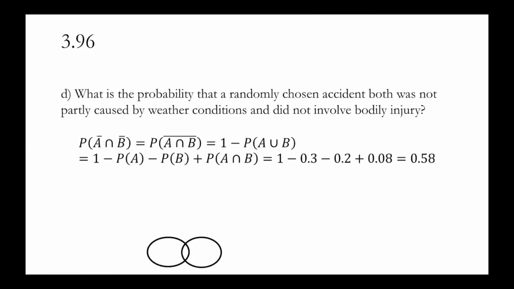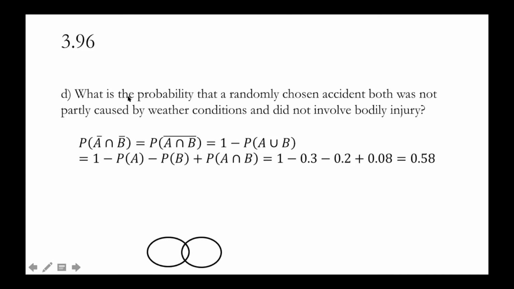So what is the probability that the randomly chosen accident both was not partly caused by weather conditions and did not involve bodily injury? Then you want to take the complement of these two events. So the complement is everything that is not in this event. If these are our two events, then everything that is outside of this space is the complement of these two events.